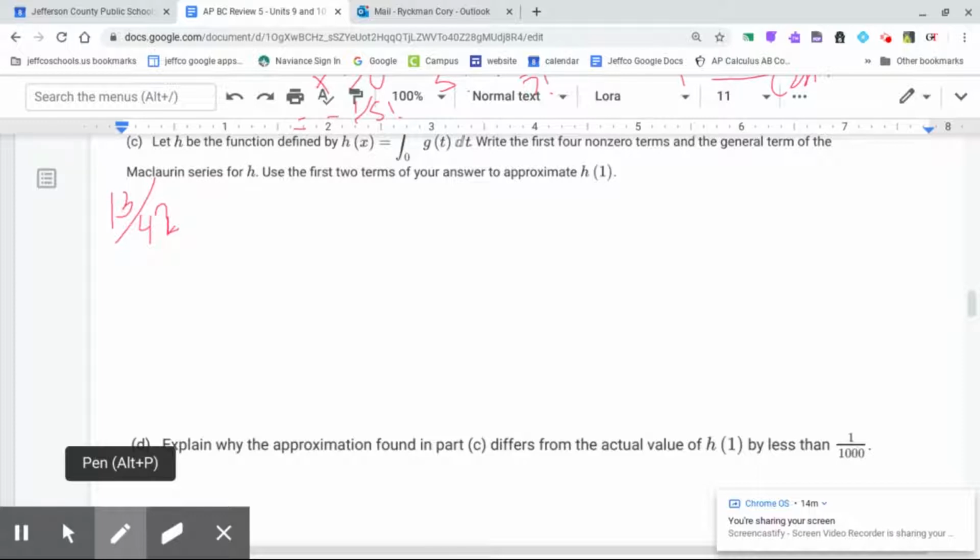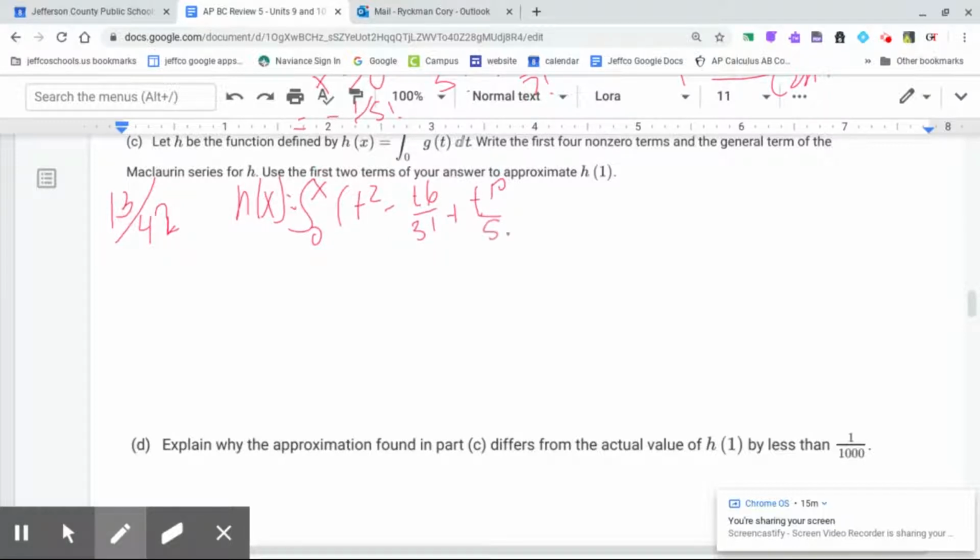And let's go. So I'm going to say that h is the antiderivative of g, and therefore the series for g, but using t instead, is t squared minus t to the 6th over 3 factorial plus t to the 10th over 5 factorial minus t to the 14th over 7 factorial, generally to negative 1 to the n, t to the 4n plus 2 over 2n plus 1 factorial and beyond.